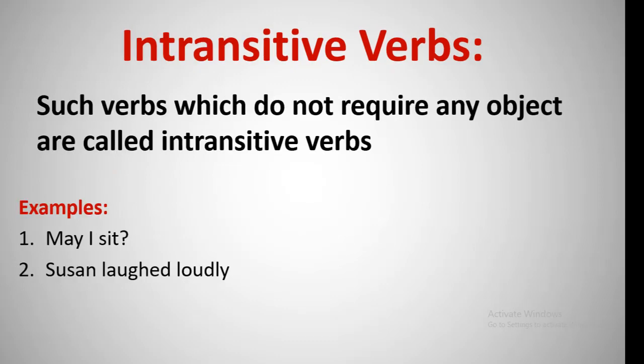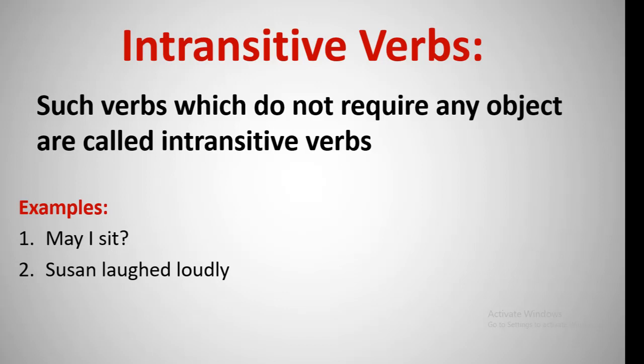Intransitive verbs. Such verbs which do not require any object are called intransitive verbs. Obviously, it is going to contradict transitive verbs. So if transitives are transferring the action, then intransitives are not supposed to transfer the action. That is, they are not supposed to require any object.